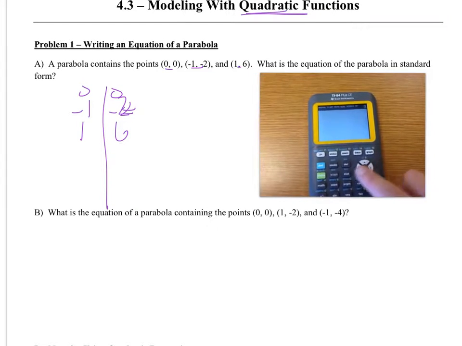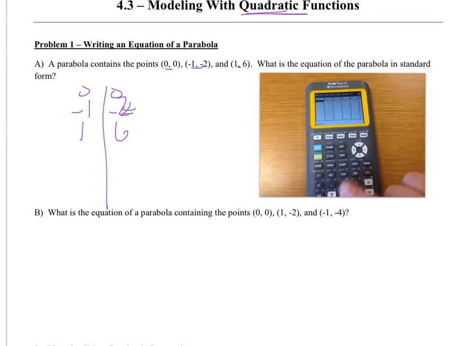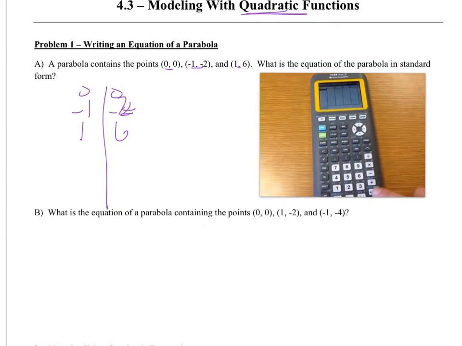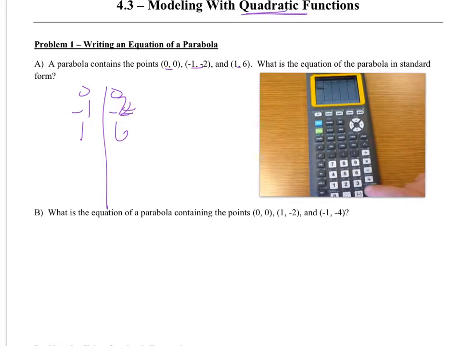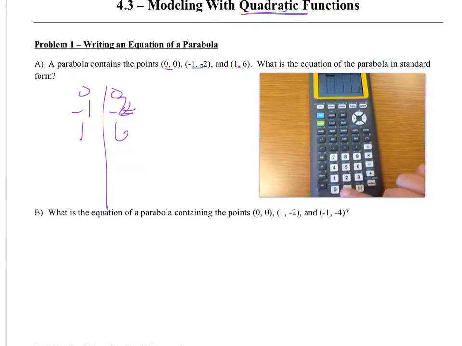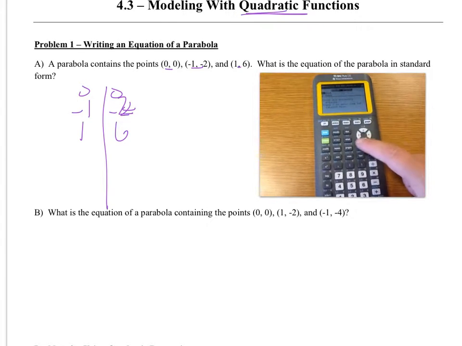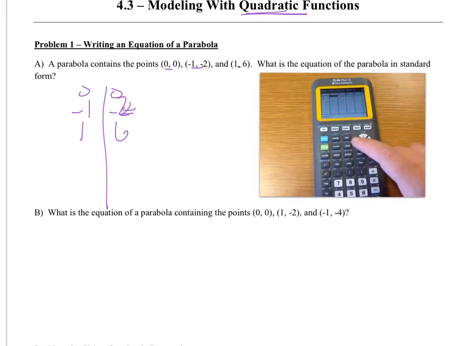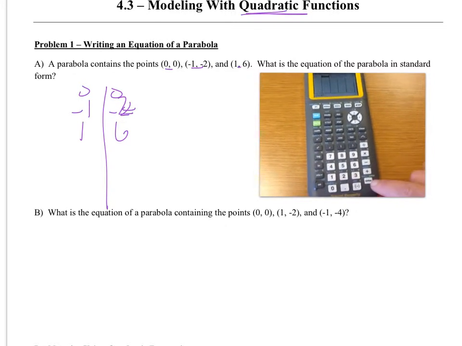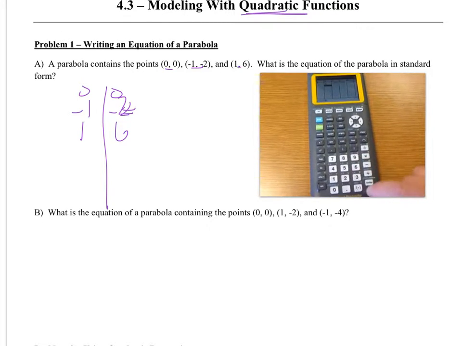I'm going to go to Stat, and if you have anything in here, push Enter to edit. Remember, you push Clear, go down. So in our L1, we have 0, then -1, then 1. In our L2, our outputs were 0, -2, and 6. Not a decimal. 0, Enter, -2, and 6.